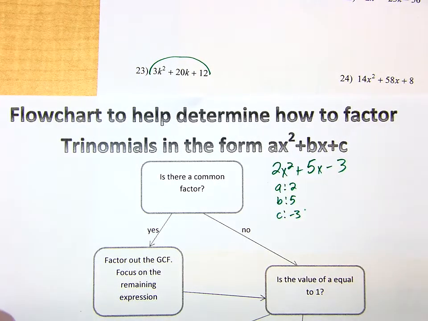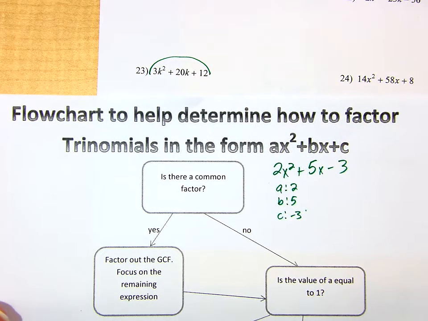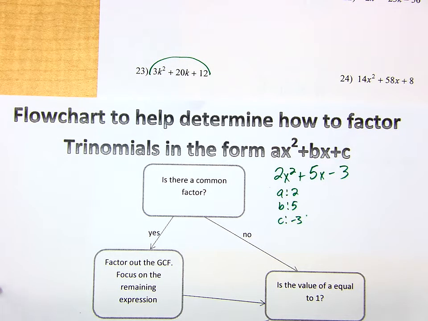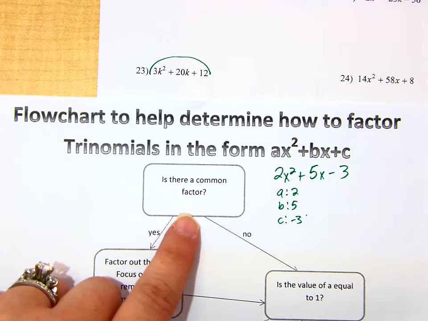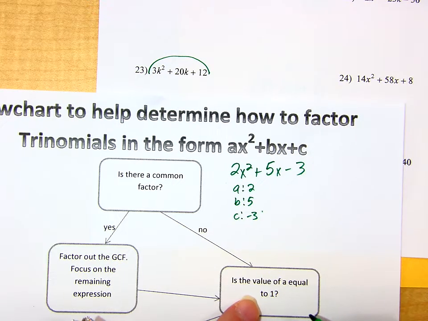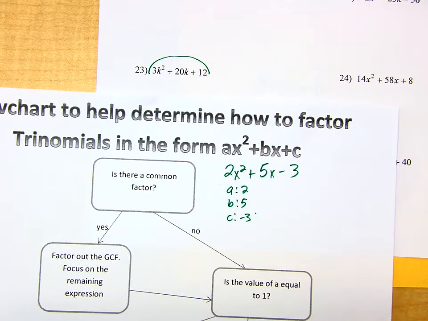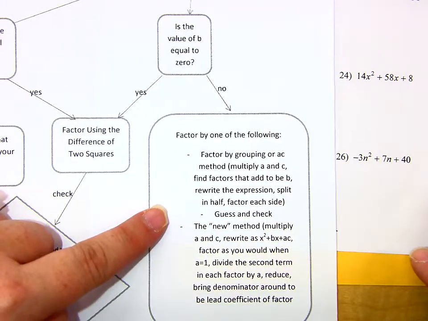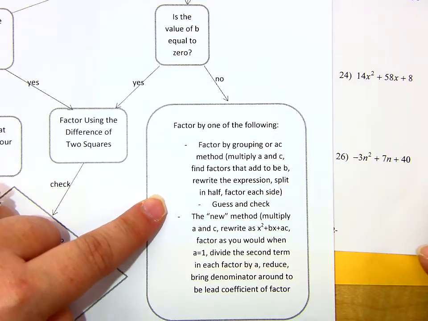Is there a common factor? Can you take something out from the beginning? No. Oh, we wish we could, because I would love that A term to turn into a 1, but it's a 3. And 3 does not divide into 20, so I can't take it out. All right, so no. Is the value of A equal to 1? No. Is the value of B equal to 0? No. Whoops. So now we're here. You have to factor by one of these things.